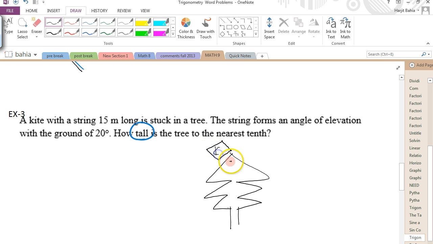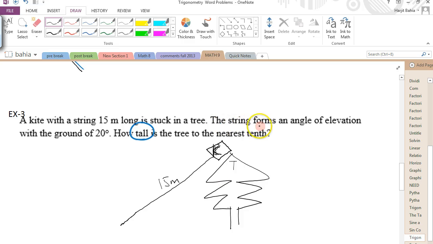K for kite. T for tree. Don't say that you didn't know which was which. It's the thoroughly labeled diagram. That's a K. Anyways, the kite has a 15-meter long string, and it's down to the ground with some kid holding on to it. 15 meters long.